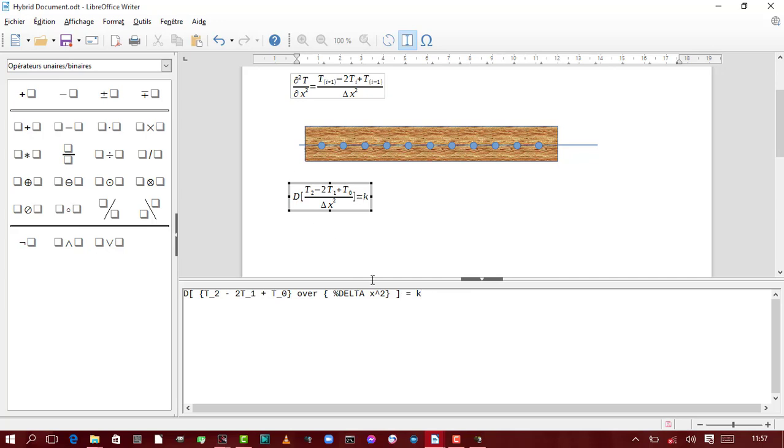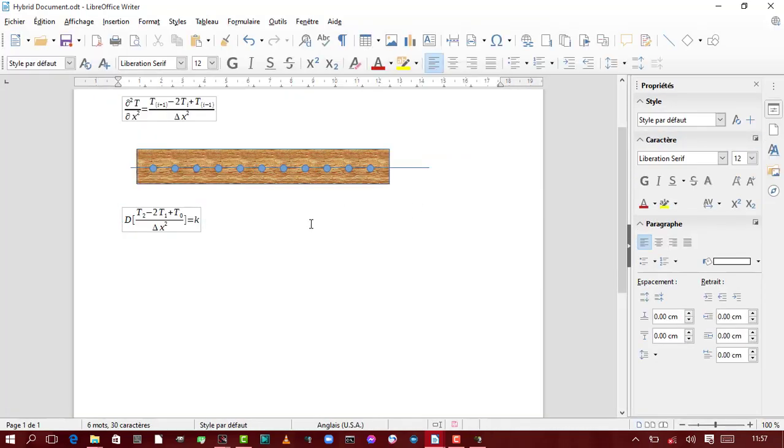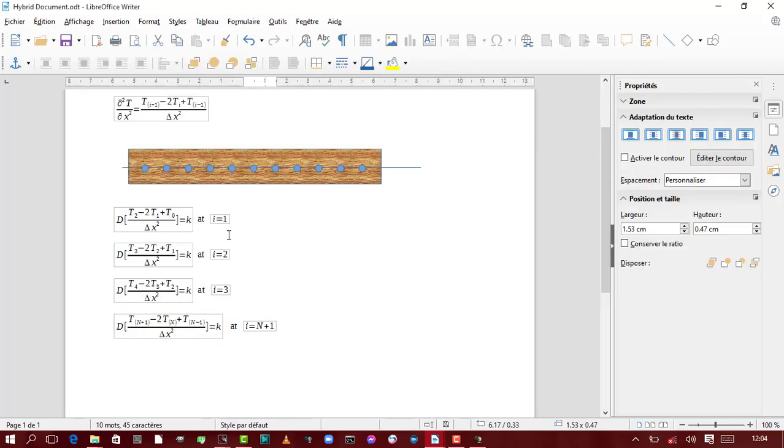So we have this first equation. Let me just copy this because I'm going to use it for the other one. So finally we have this, at a equal to 1, a equal to 2 until a equal to n plus 1. So the thing we have to talk about right now is the boundary conditions.